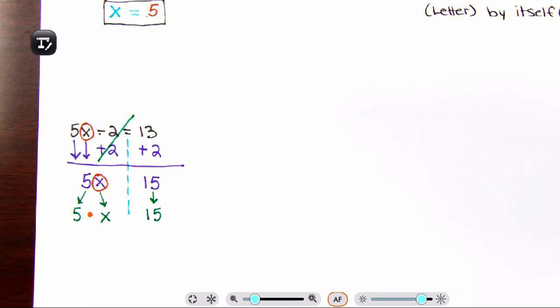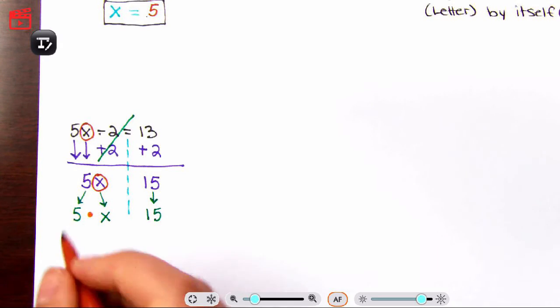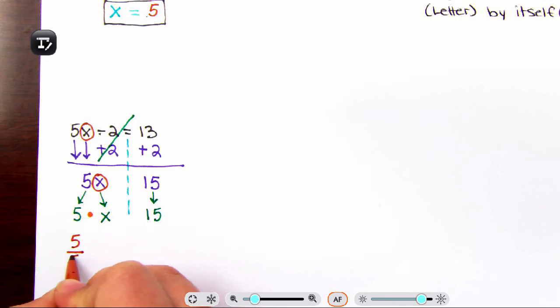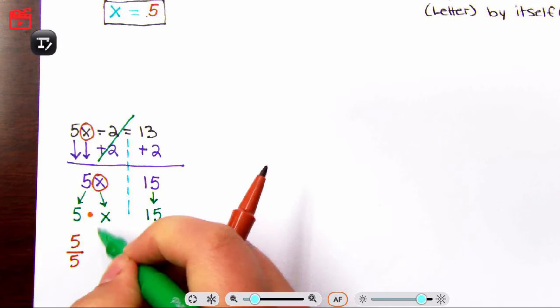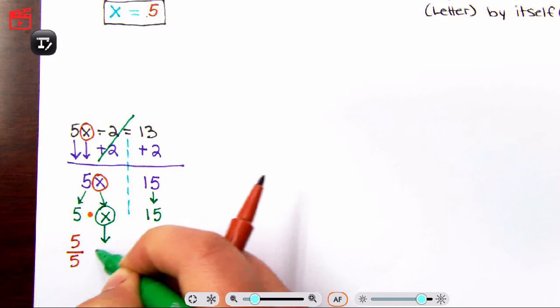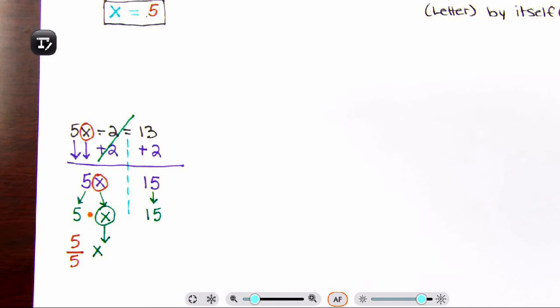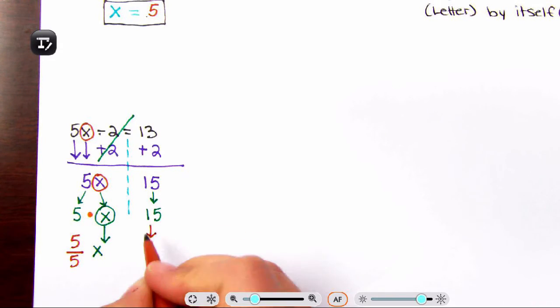How do we undo this? This is 5 times x. What is the opposite of 5 times x? The opposite of 5 times x is divided by 5. So I'm going to say 5 divided by 5. I still have my x. I didn't touch the x. I have to bring that down. And I do what I do to one side, I have to do to the other.